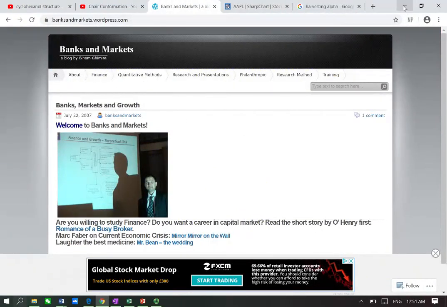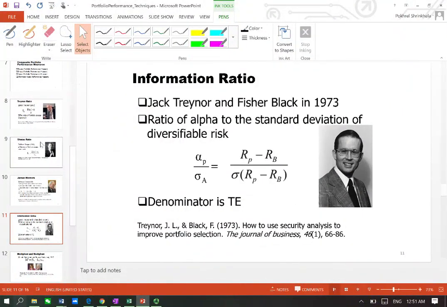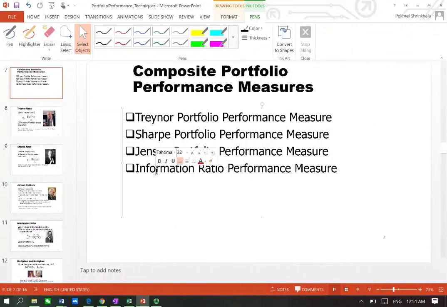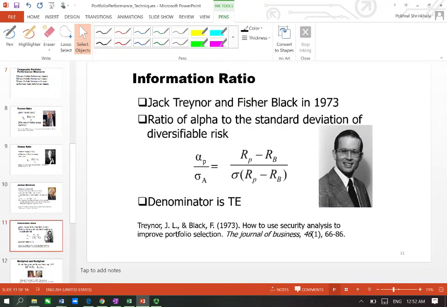And in this video, I'm going to talk about the information ratio performance measure, because I've already discussed Treynor, Sharpe and Jensen in my previous videos. So now it is about the information ratio. The ratio itself was developed in 1973 by Jack Treynor and Fischer Black, and here is the reference to the paper published in the Journal of Business.